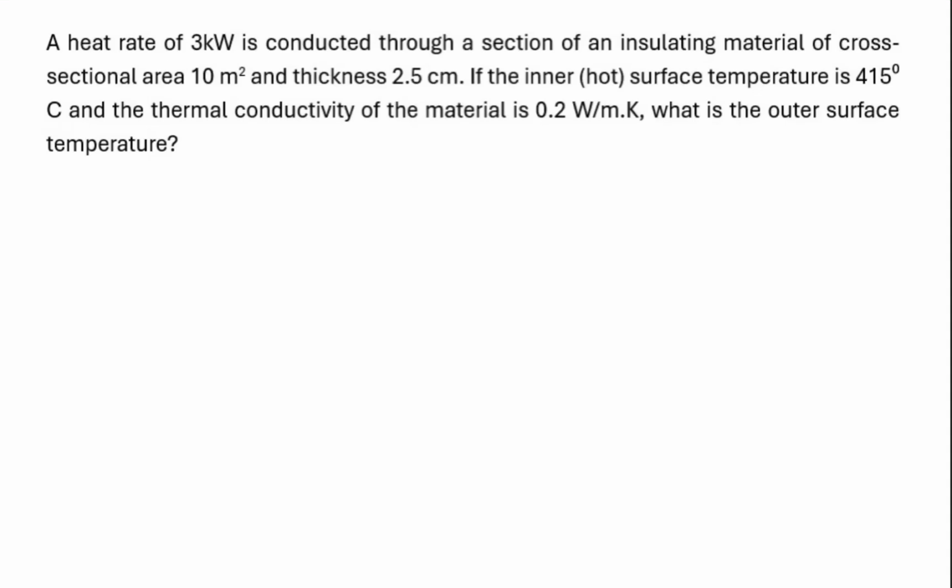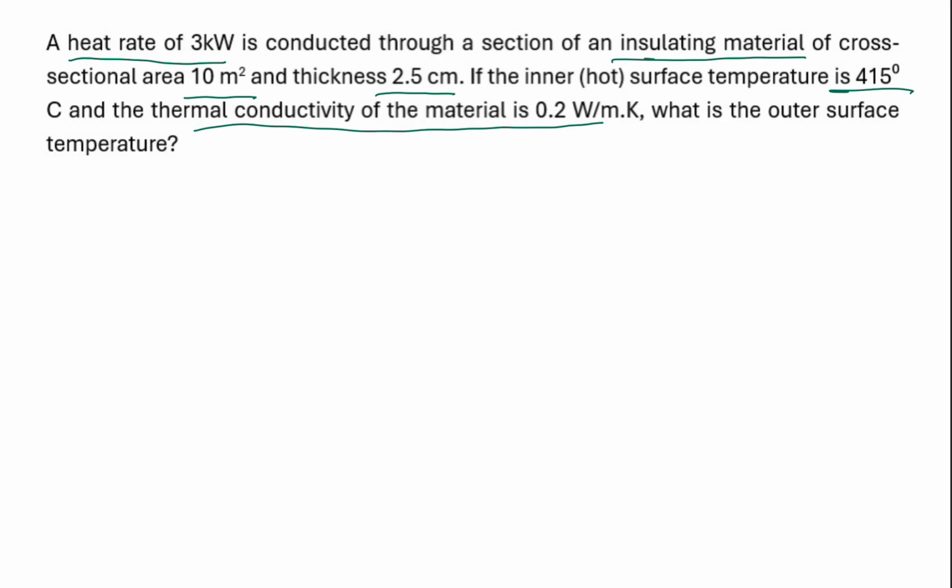Hello guys. So today we have a problem where a heat rate of 3 kilowatts is conducted through a section of an insulating material of cross-sectional area 10 meter square and thickness 2.5 centimeter. The inner hot surface temperature is given as 415 degrees Celsius and the thermal conductivity of the material is 0.2 watt per meter Kelvin. So what is the outer surface temperature?